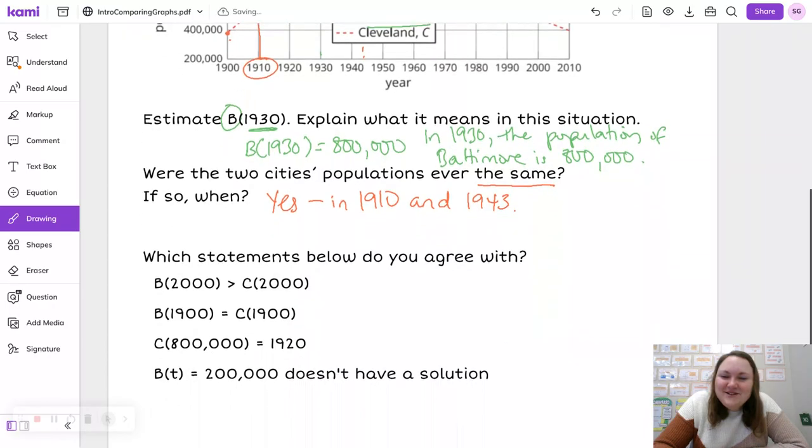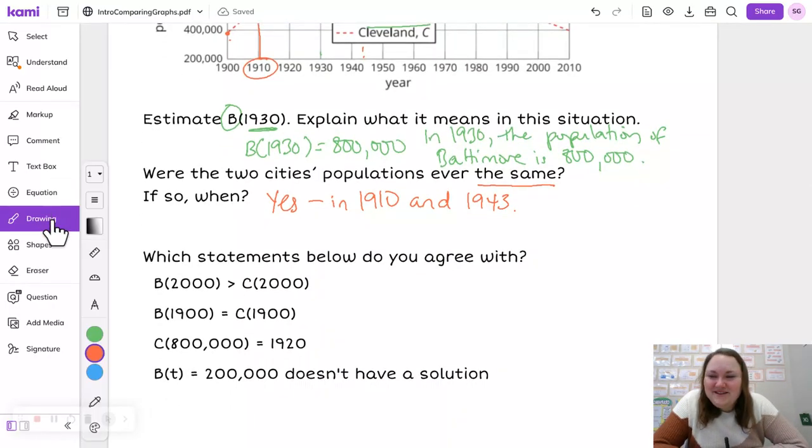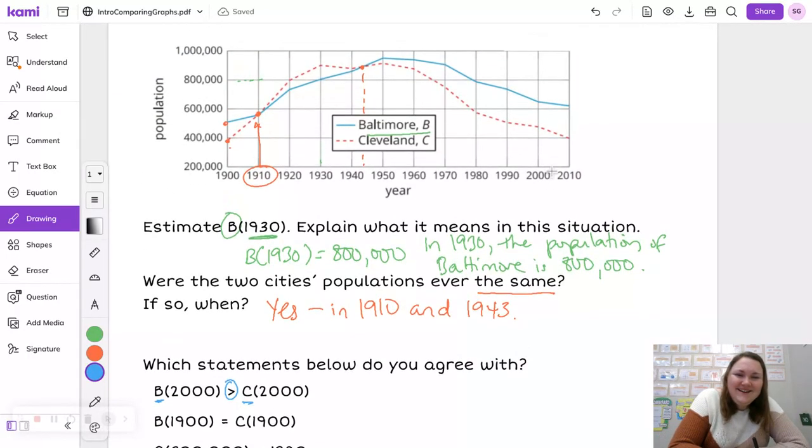We've got one final question. Which statements below do you agree with? And we're going to select all of the statements we agree with. So this first one says B of 2000 is greater than C of 2000. This one is asking, in 2000, is Baltimore's population greater than Cleveland's population in that year? So if we go up to our graph, here is year 2000, and what do we think? Do we agree? Looking at our graph, Baltimore's population is up here, a little above 600,000, which would be more than Cleveland's population here. So I'm going to say, yes, I agree with that first one.